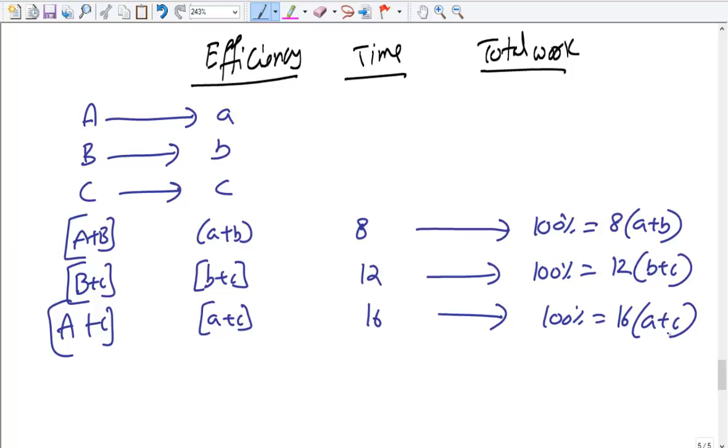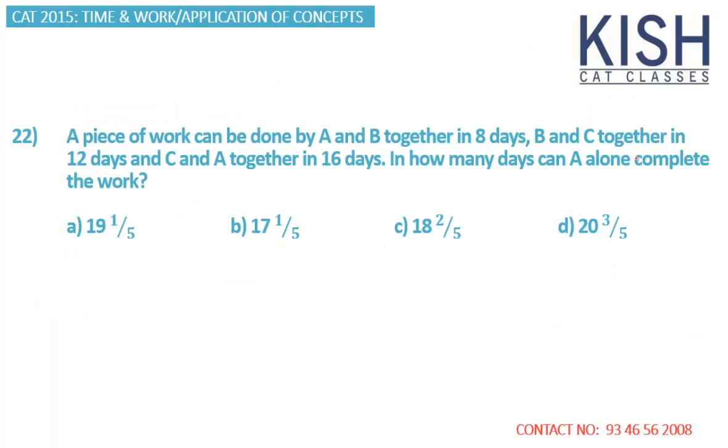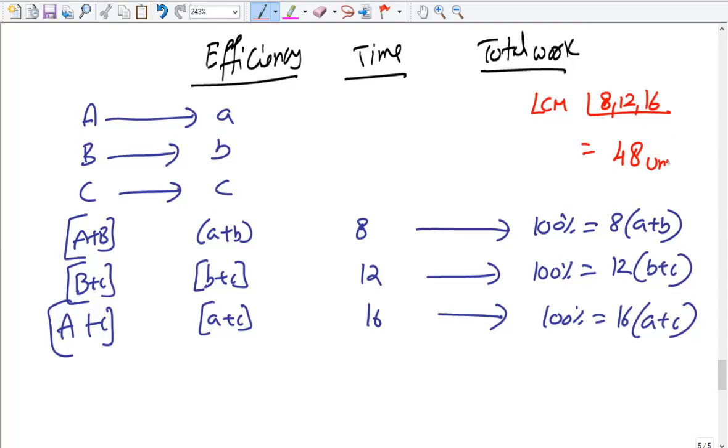Now instead of trying to solve the equations, because each finishes 100%, we can equate them with other things. But instead of going for it, we can safely say that 8, 12, 16 are the number of days taken by 3 different groups to finish 100% of the work each. Then we can take the LCM. LCM of 8, 12, 16 turns out to be 48. Now we can say 48 units of work.